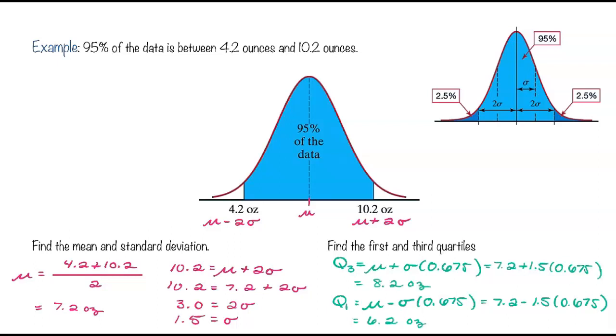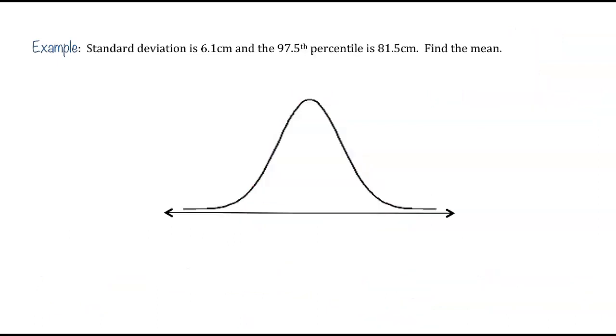Let's take a look at a different example. In this example, we are given that the standard deviation is 6.1 centimeters and that the 97.5th percentile is 81.5 centimeters. We need to figure out the mean given this information. First, let's label the 97.5th percentile. Here we have P 97.5 is equal to 81.5 centimeters. That means that 97.5% of the data is less than or equal to 81.5 centimeters, and that 2.5% of the data is greater than or equal to 81.5 centimeters.